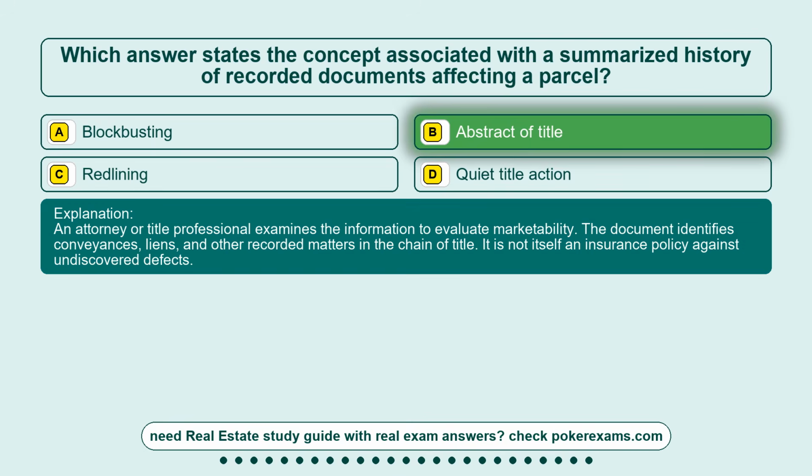An attorney or title professional examines the information to evaluate marketability. The document identifies conveyances, liens, and other recorded matters in the chain of title. It is not itself an insurance policy against undiscovered defects.